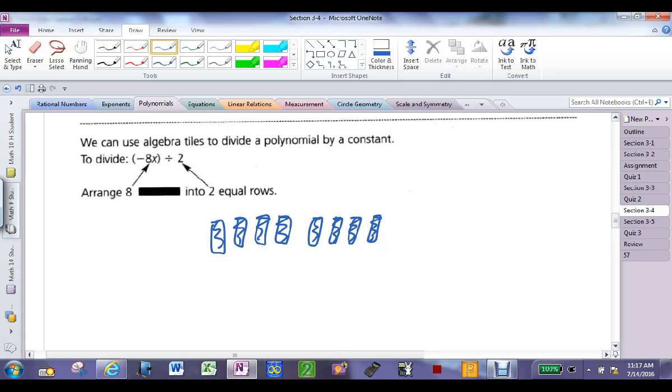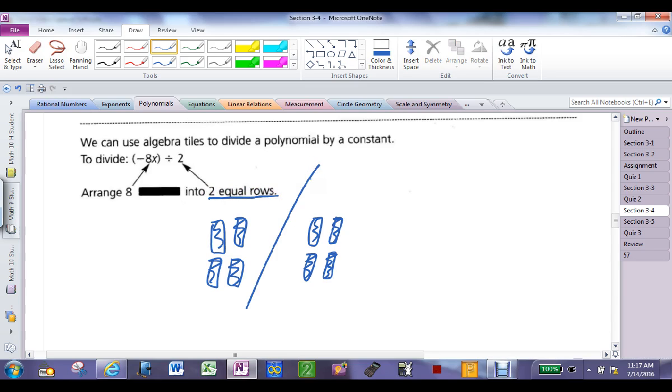How many different ways could I write those? Could I do them in a vertical line? Yeah. Could I do them like this? 2 sets of 4. That's okay too, yeah? It doesn't matter, as long as I have 8 of them and I break them into 2 equal groups. So what's the answer? Negative 4 what? What do you see there? Negative 4x.